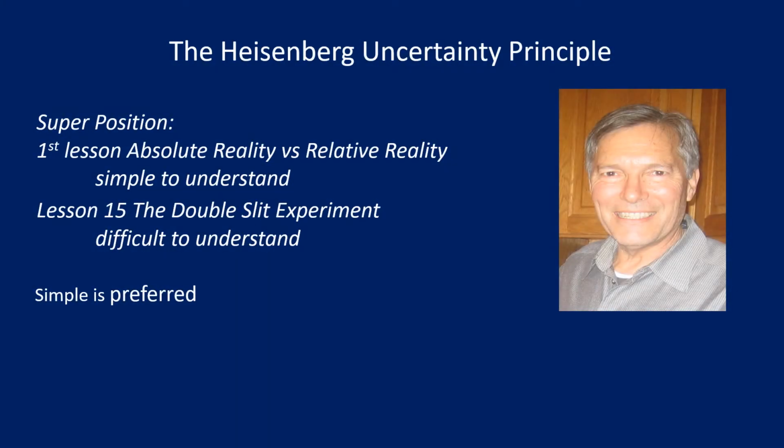Uncertainty principle is the last planned lesson in this class on physics. But before I start that, it was on purpose that I put the double slit experiment and the Heisenberg uncertainty principle towards the end, because the double slit experiment was a perfect bookend, if you will, with my first class, which was on absolute reality versus relative reality, which is, to me, simple to understand, whereas the double slit experiment was very difficult to understand.